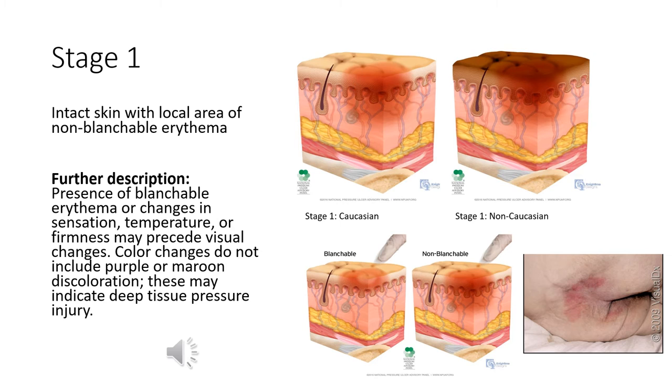So the further description is that stage 1 pressure injuries have the presence of non-blanchable erythema or changes in sensation, temperature, or firmness. So there you are with being able to palpate and feel. Color changes do not include purple or maroon discoloration. Those would indicate a deep tissue pressure injury, which we'll talk about in staging in a future slide.